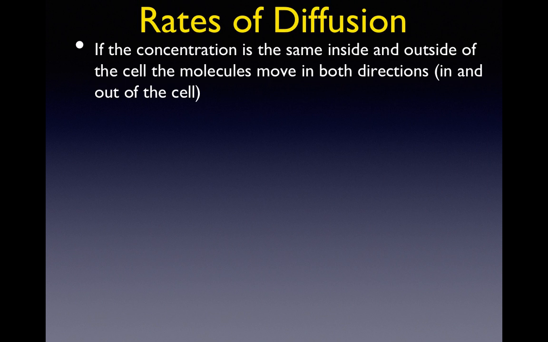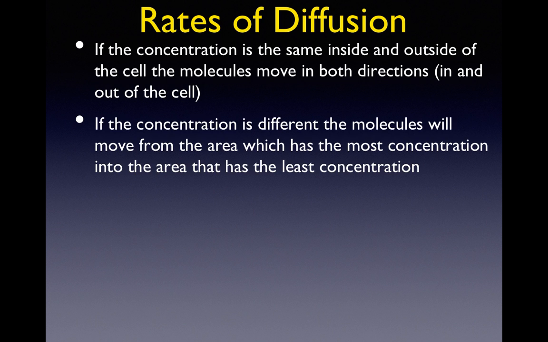Rates of diffusion. In a concentration that is the same inside and out, the molecules will move in both directions. So just because we have the same concentration doesn't mean molecules stop moving. It actually means that they're going to keep moving, but about the same amount is going to come into the cell that leaves the cell.